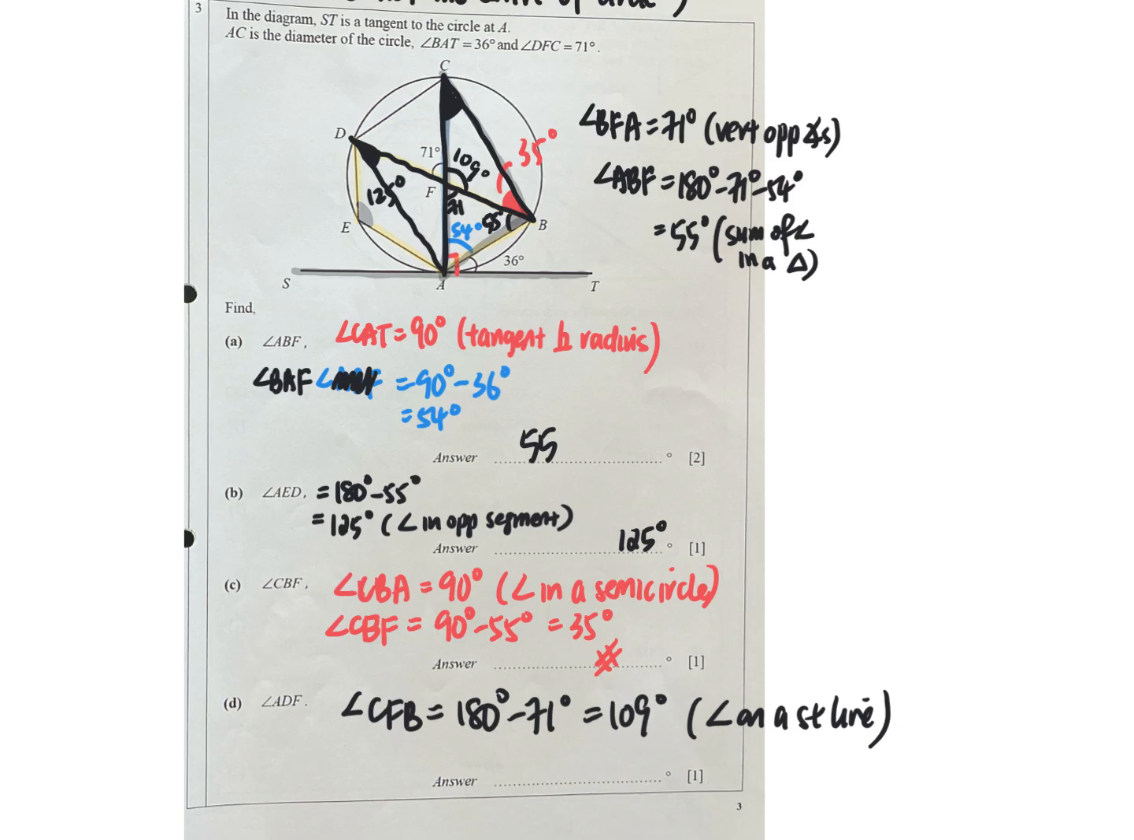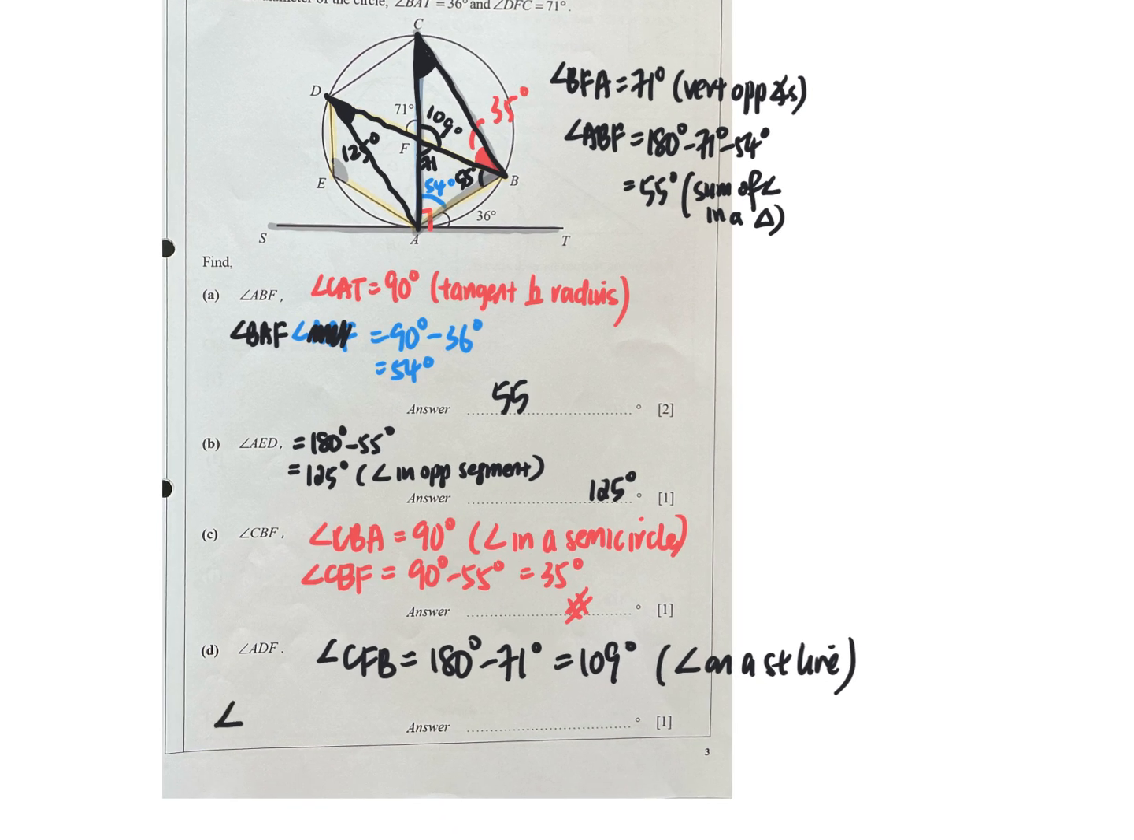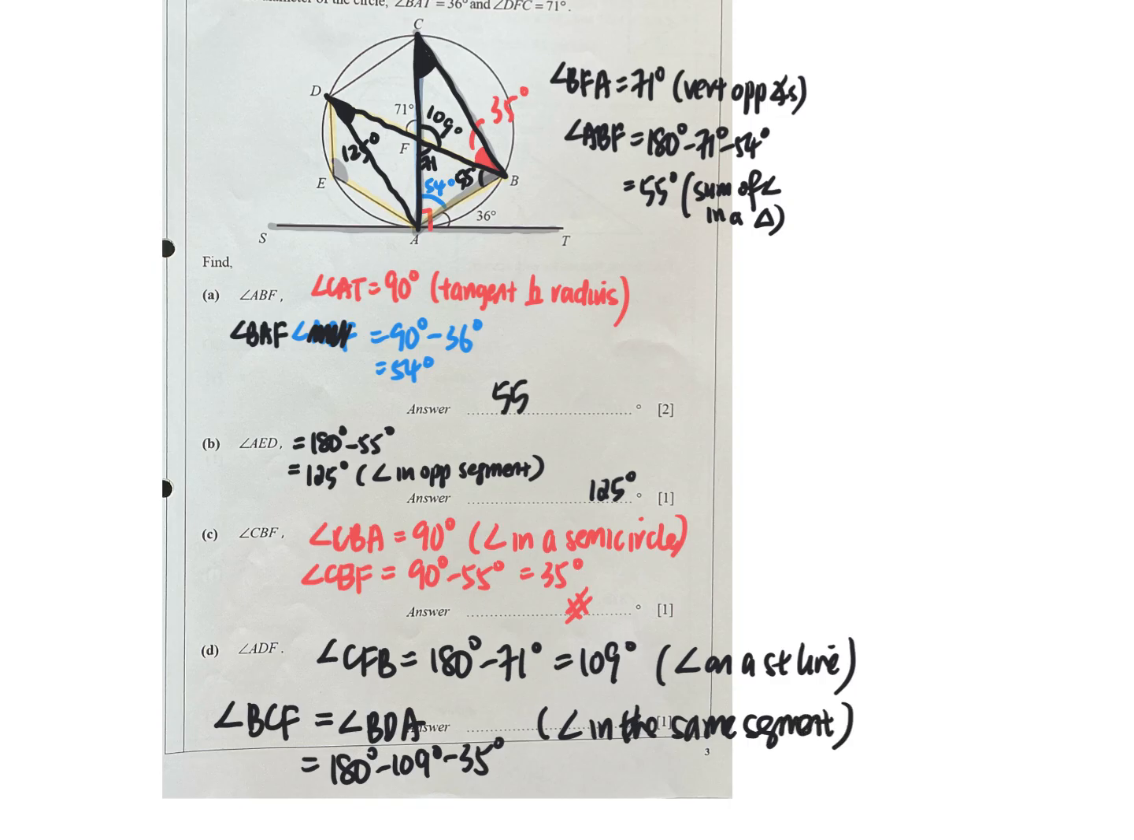You can add lines to the diagram as long as it helps you solve it. So next one is BCF, which is equal to BDA. So you use 180, take away the 109, take away the 35. This is angles in the same segment, the butterfly. So all this must be at the back of your mind. If you remember how to use it, then this chapter is not a challenge.